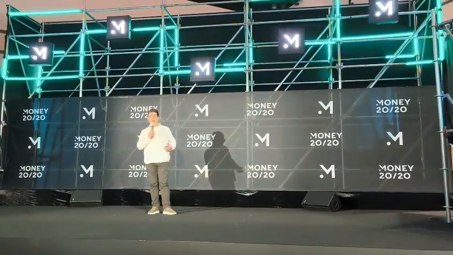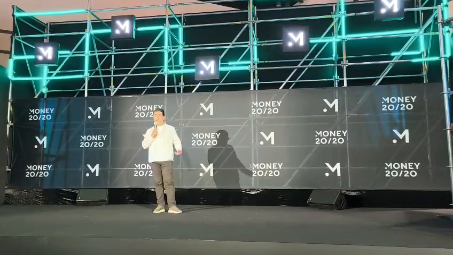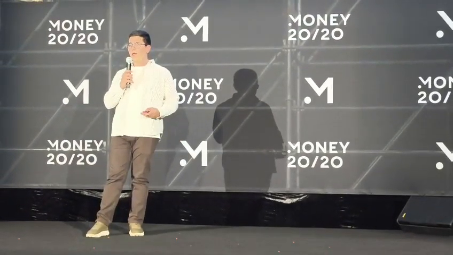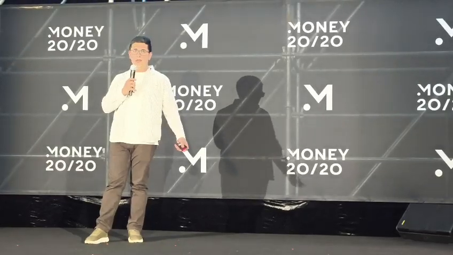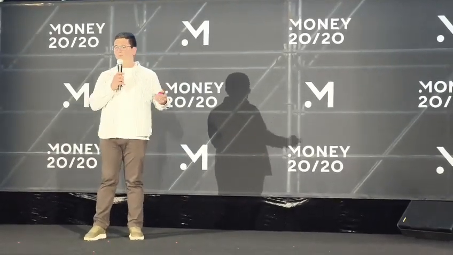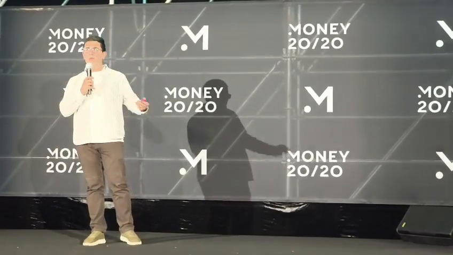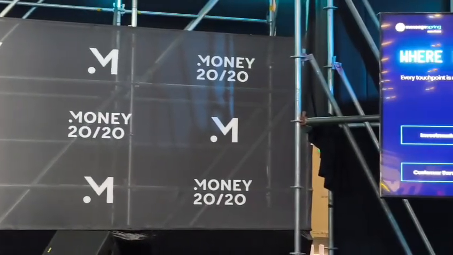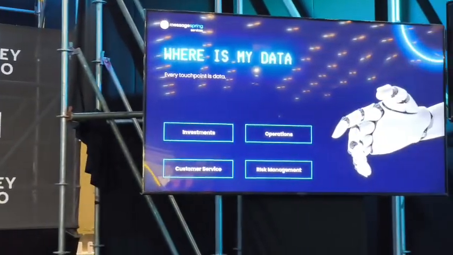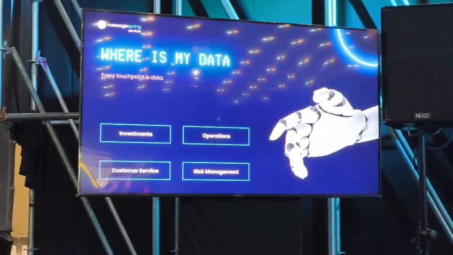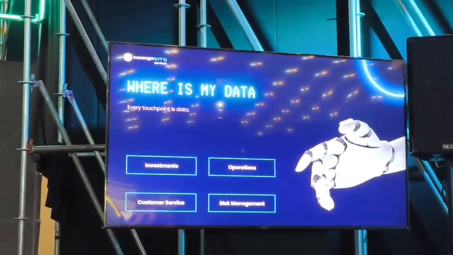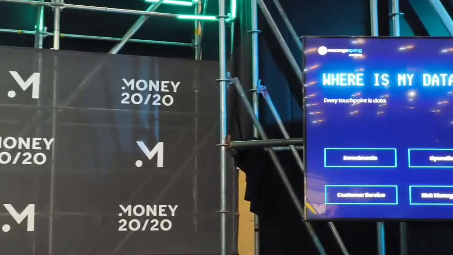Like in finance, everything is data. Every time I make a call to my bank, it's data. Every time I swipe my credit card, it's a piece of data. Every time I'm transferring money between my accounts, it's a piece of data. And banks and financial institutions together generate over 1 exabyte of data every year. That's an enormous amount of data, and it's more than all the films in the world together.